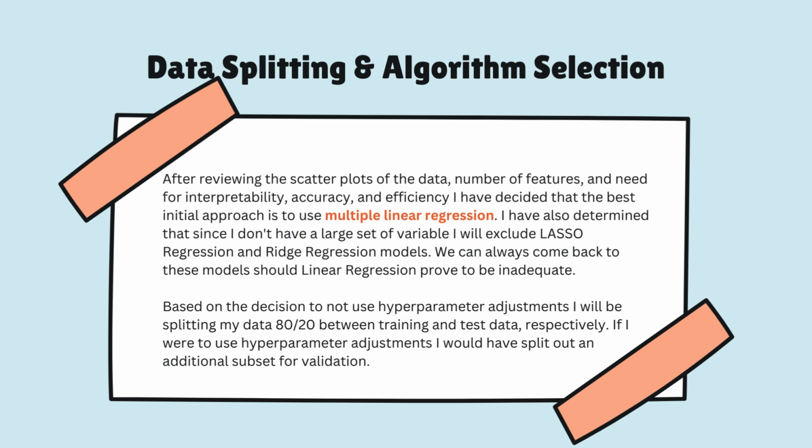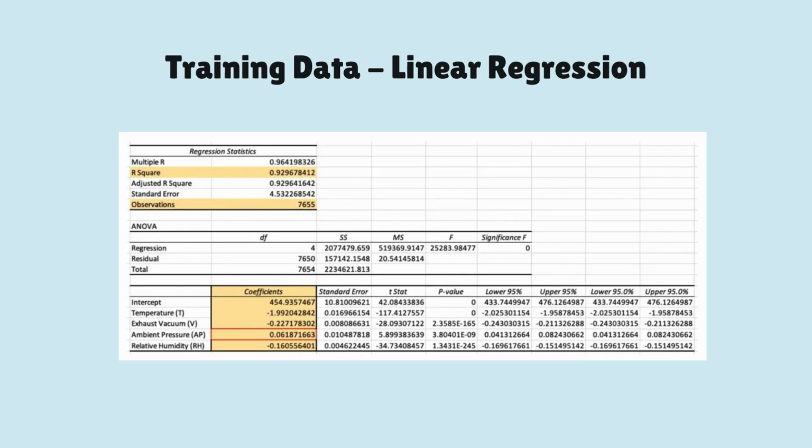After running multiple linear regression on the training data consisting of 7,055 observations, or rows, I observed that my R square is 0.9297. This represents the proportion of variance in my dependent variable that can be explained by the independent variables. In other words, how closely the energy output correlates with the environmental readings. The other observation is that ambient pressure correlates the least with the energy output. This will inform my feature selection.